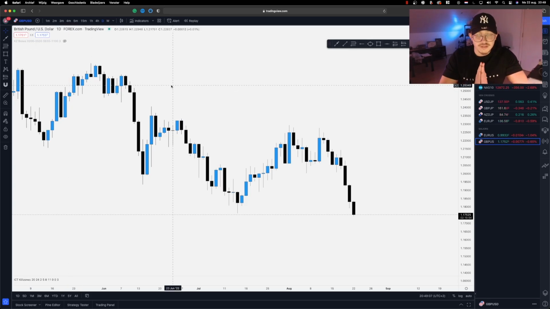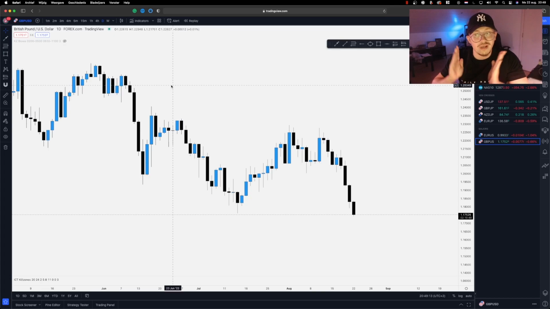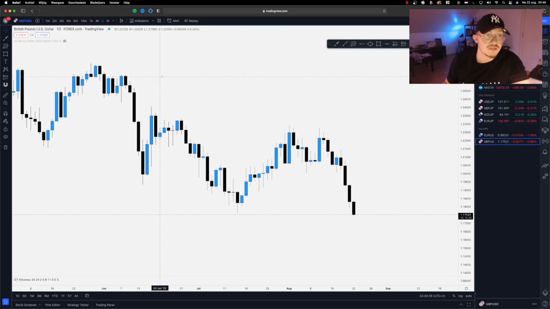What I want you to know is that the higher the time frame the support and resistance is based on, the stronger it is. So let's say daily support beats a 4-hour support. A daily resistance beats a 4-hour resistance. Let's get into the charts. I think you get the point. The higher the time frame is, the more important the support and resistance zone is.